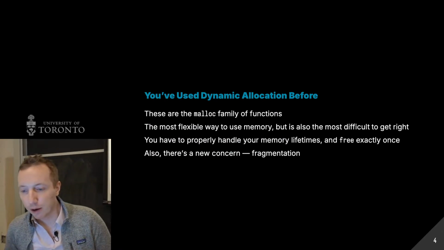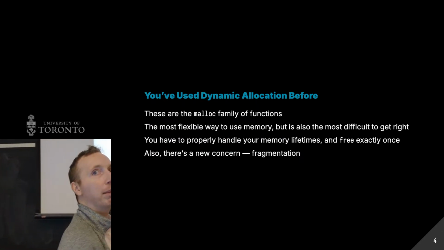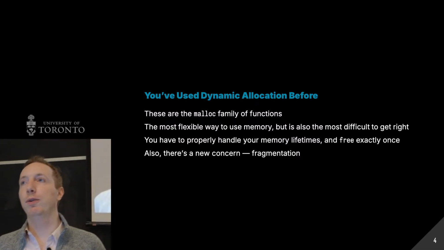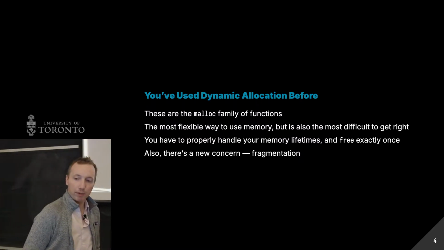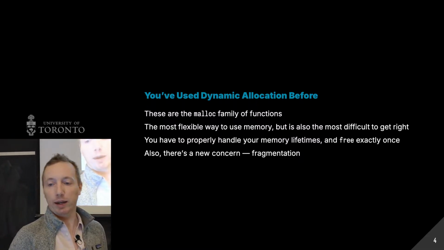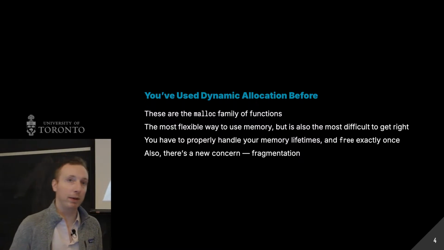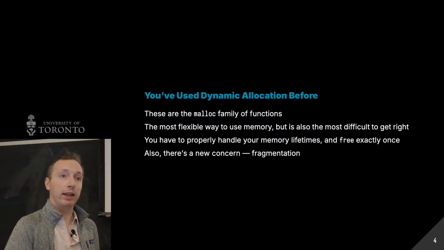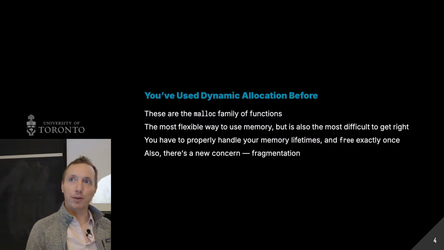So most of the time, to avoid this, if we wanted that memory to live past the lifetime of foo, we have to use malloc and friends. So they're the most flexible way to use memory, but also the most difficult to get right, because we have to properly handle our memory lifetimes, which means you have to properly free it, and you have to properly free that memory exactly once. So, few ways to shoot yourself in the foot.